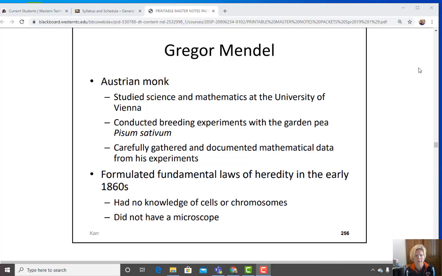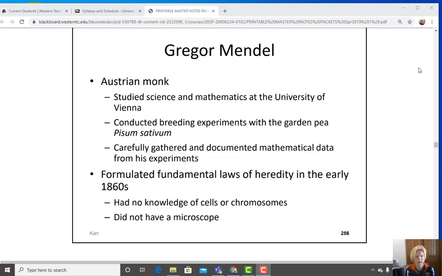So Gregor Mendel was doing his work in the early 1960s. He was a monk who lived in Austria, and he studied science and math, specifically probability and statistics. That was his specialty area, and he studied that at the University of Vienna. So he was a scientist who used the scientific method to come up with his principles of how alleles are inherited among different generations of plants and animals.